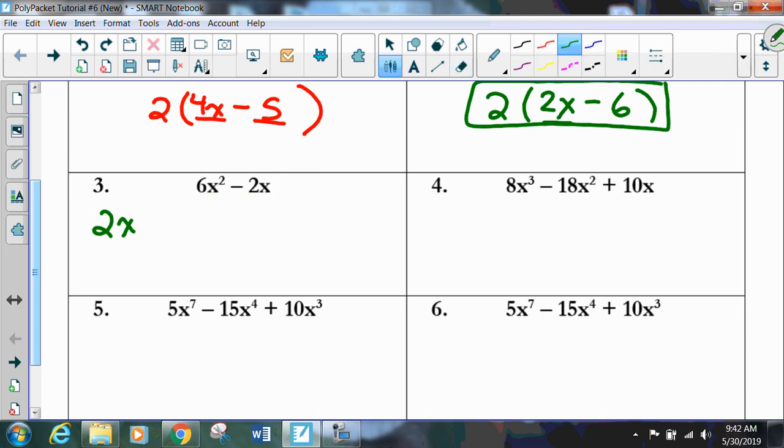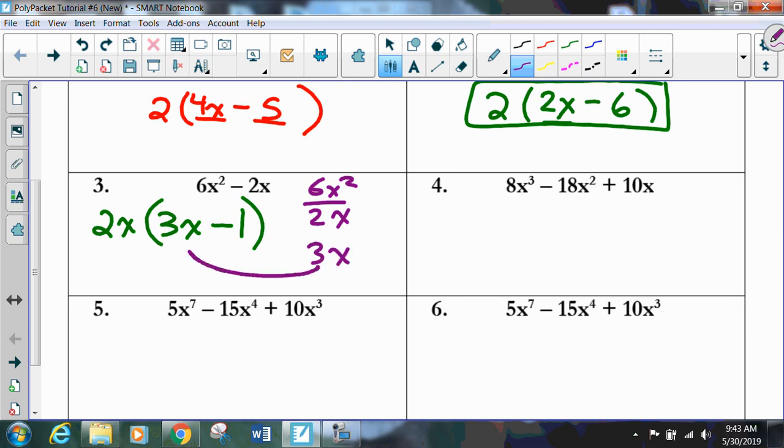I can do it intuitively. I can say to myself, 2x times 3x is going to give me 6x squared, and 2x times, ooh, this one's tricky, 2x times negative 1 is going to give me back negative 2x. Or I can do it formally. Formally, remember when we distribute, we're multiplying, but when we factor out, we're doing the opposite. We're dividing because we are undistributing. So 6x squared divided by 2x is going to give me a 3x. So that's where that 3x came from.